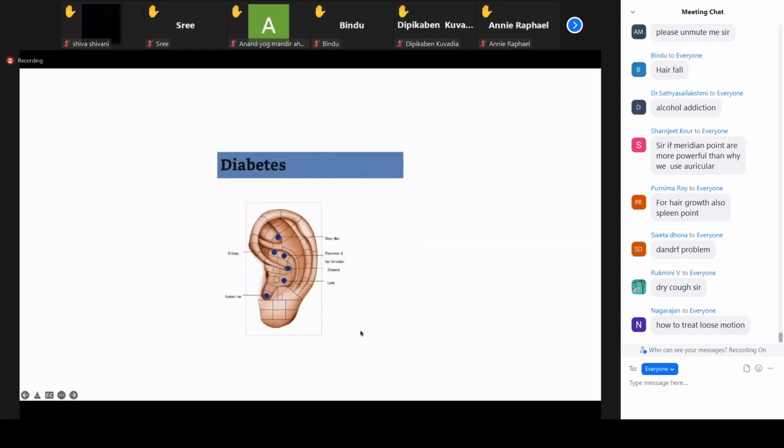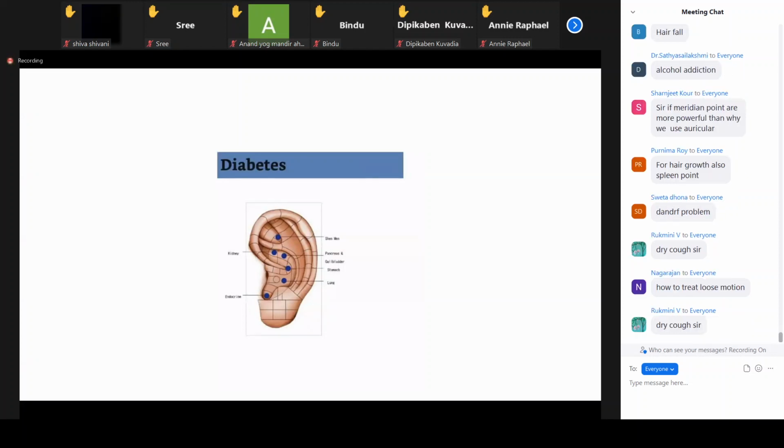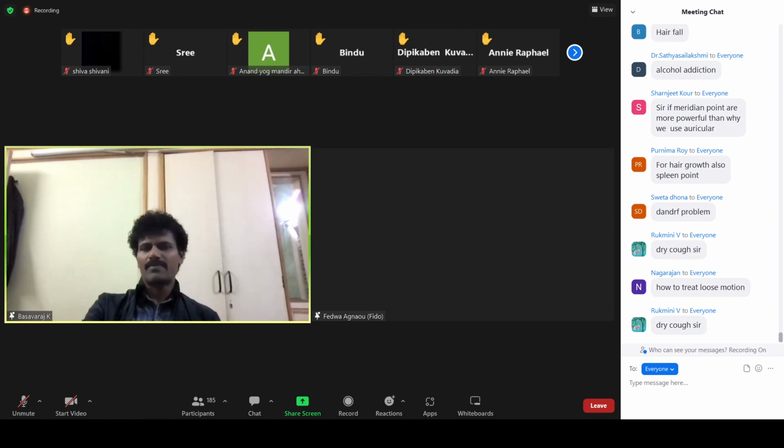For diabetes: kidney, stomach, lungs, endocrine, and Shenmen. All these you can use. Again, diabetes treatment changes based on the patient's feedback and symptoms also.